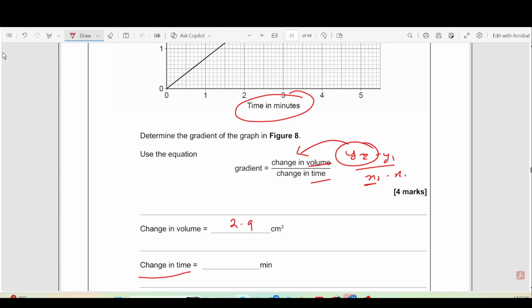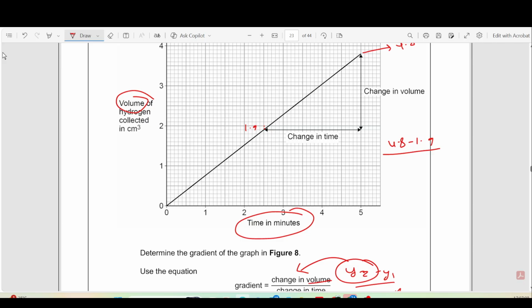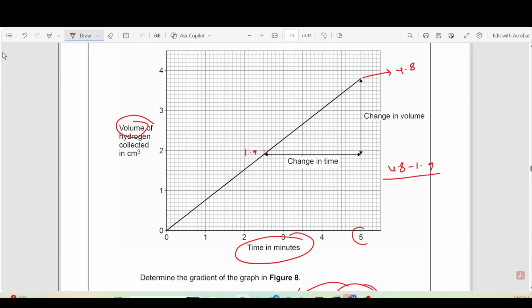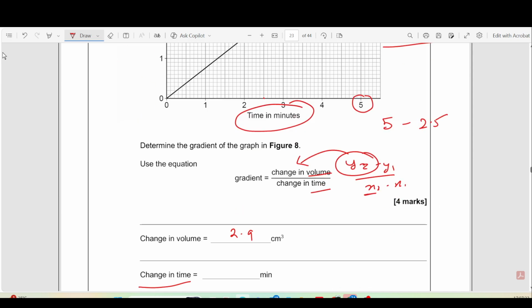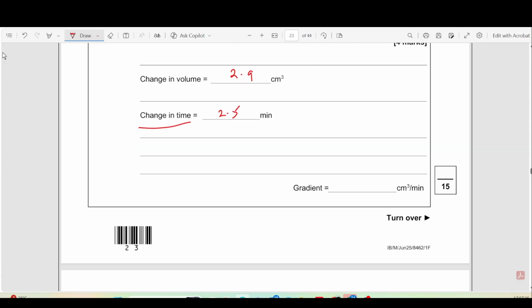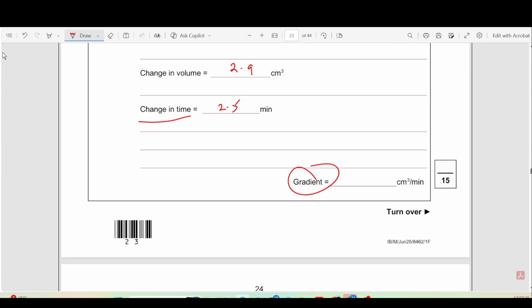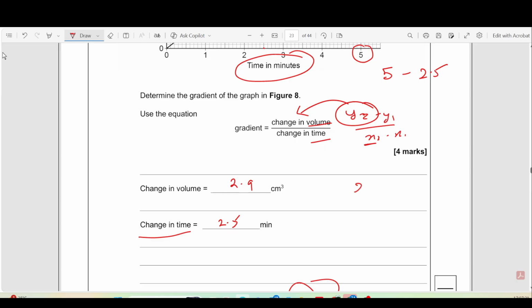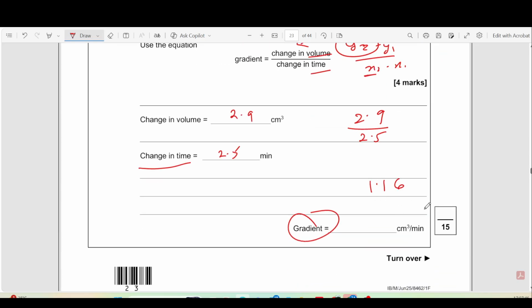Now we have to find the change in time. Now you see this arrow, this is representing 5. So 5 minus this point, which is between 2 and 3, 2.5. So 5 minus 2.5 is 2.5. Now we have to calculate the gradient. The formula is change in volume, which is 2.9, divided by change in time, which is 2.5. So 2.9 over 2.5, we'll get 1.16, and that's the gradient.